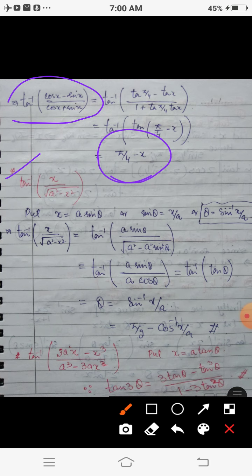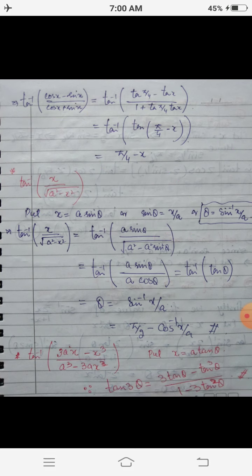Another problem is tan inverse of x upon root of (a square minus x square). So here we have a square minus x square. Put x equals a sin theta or x equals a cos theta. Here we will put x equals a sin theta, which implies that sin theta equals x by a, or theta equals sin inverse x by a. So by substitution it becomes tan inverse of a sin theta upon root of (a square minus a square sin square theta), because x is a sin theta.